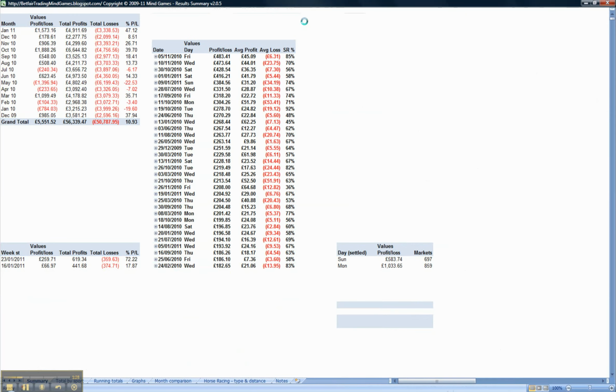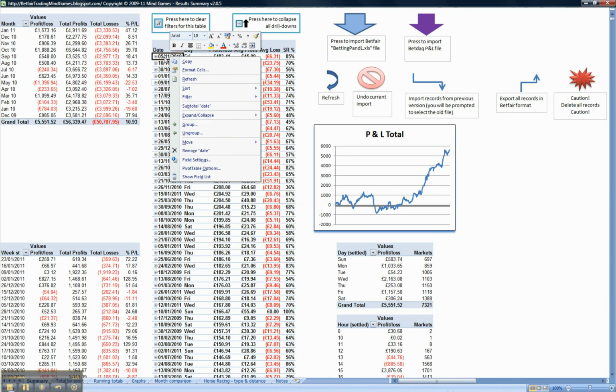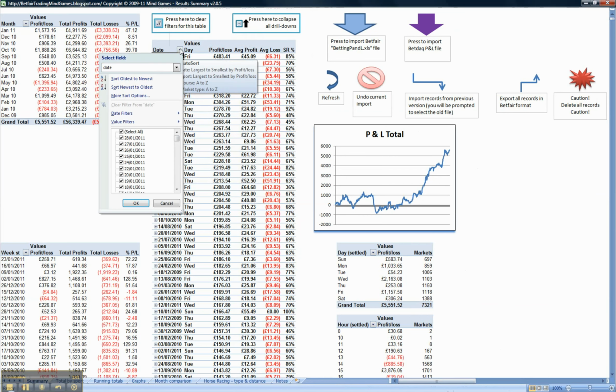Again, you can collapse drill downs like so. Another thing that you might want to do is think, okay, what about one particular sport, or in the case of horse racing, one particular code. So you can select sport, and then first of all deselect the select all tick box and then select the one that you do want. So let's have a look at place market.